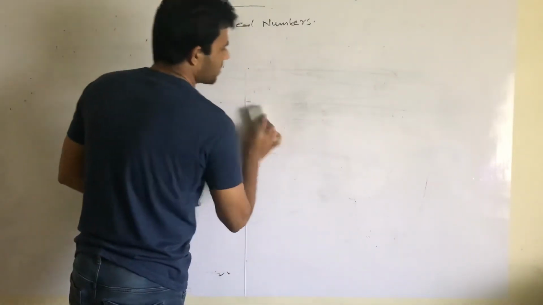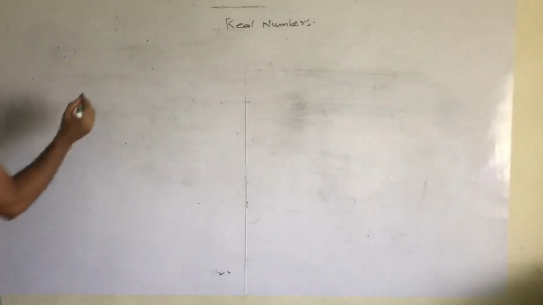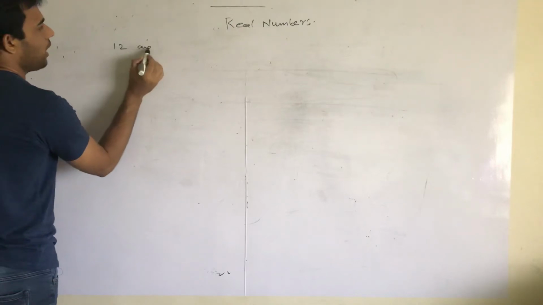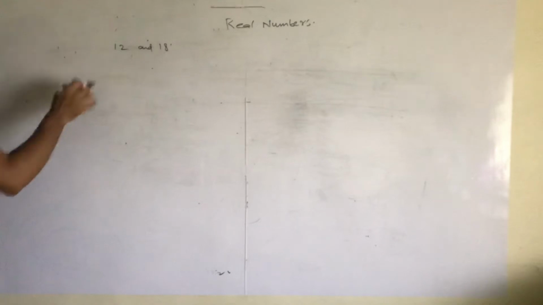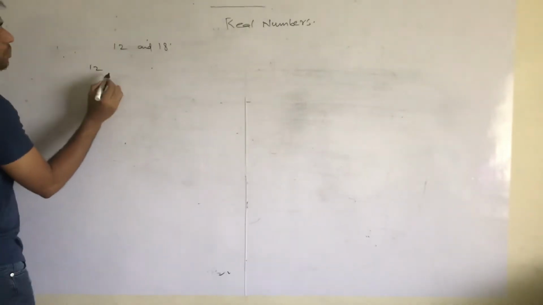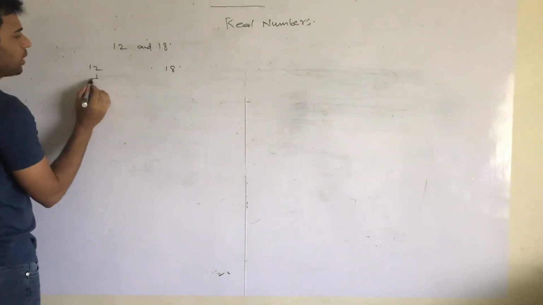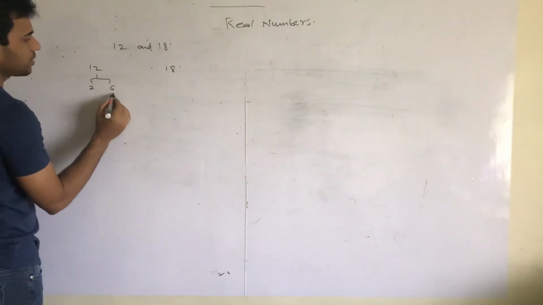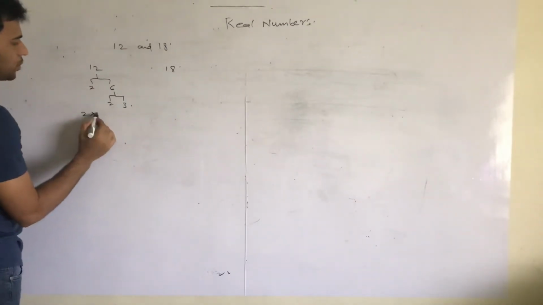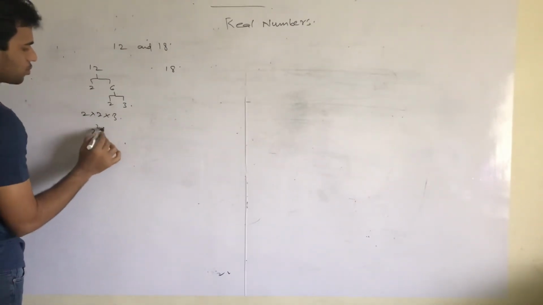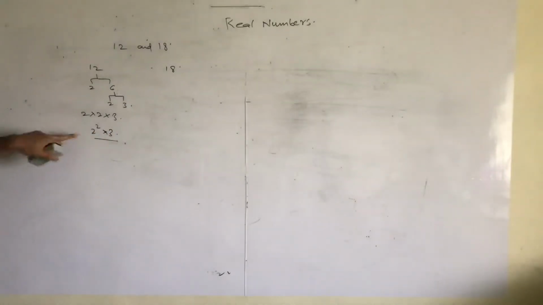Okay, let's take some examples of two numbers, 12 and 18. I am taking two numbers and I am trying to write them in the powers of prime factors. That is what we just learned. 12 I can write as 2 into 6. So 6 I can write as 2 into 3. So 12 is 2 into 2 into 3, which is 2 square into 3, right? So 12 I can write as 2 square into 3.